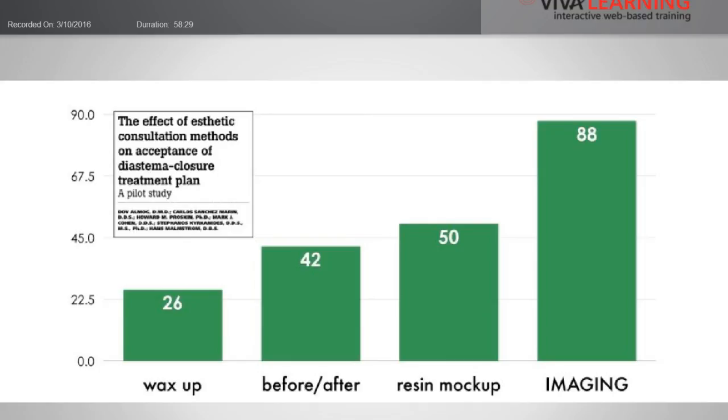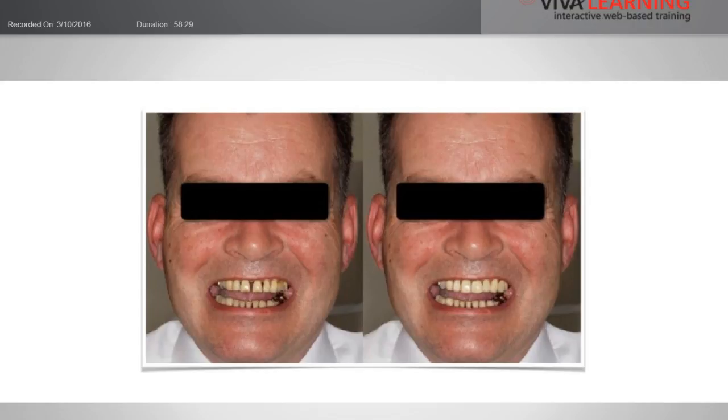But if you showed them a portrait photograph of themselves with a proposed, so digitally altered teeth closing the diastema, 88% of patients accepted treatment. So by far and away the most successful method for getting acceptance, and I think importantly understanding of treatment, was with computer imaging. And the key, I think, is to be able to deliver though.